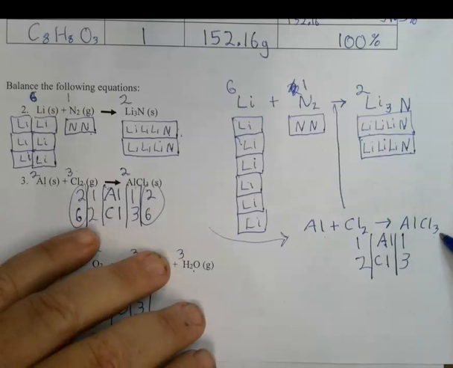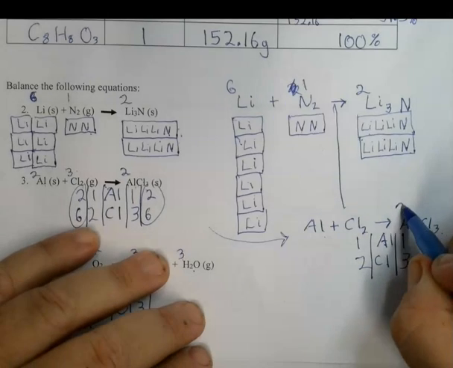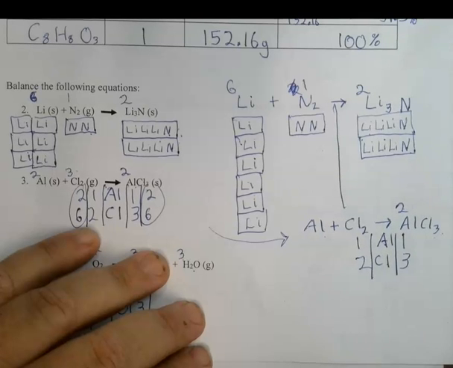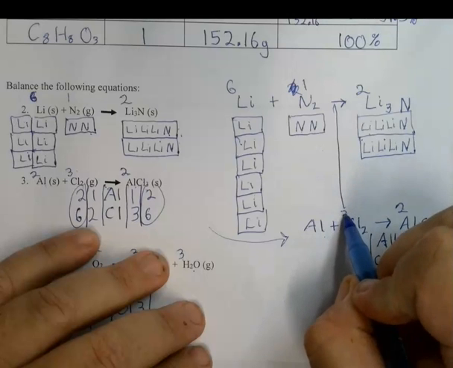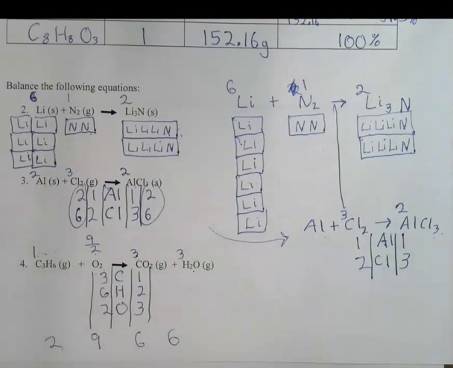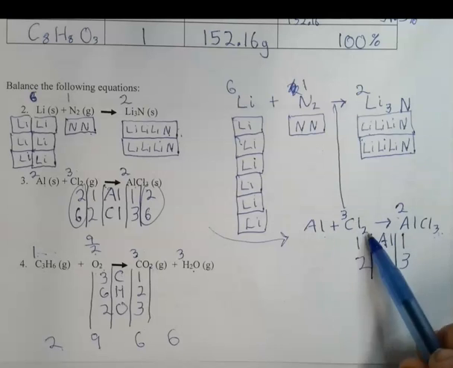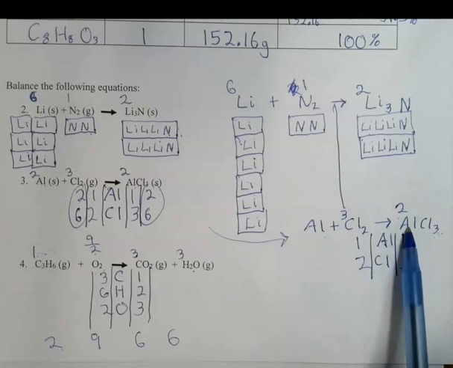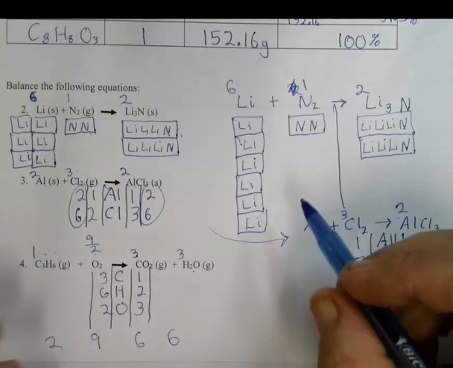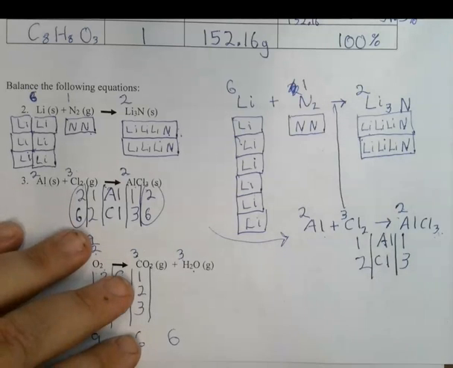So in order to get 3 to multiply up to 6, I have to put a 2 here. So 2 times 3 is 6. And for this one it's a 2, so I have to multiply this by 3 to get it up to 6. So now we have 6 chlorines and 6 chlorines, but in doing that I threw the aluminum out of balance. There's 2 aluminum there and only 1 here, so I simply have to add a 2 over there.